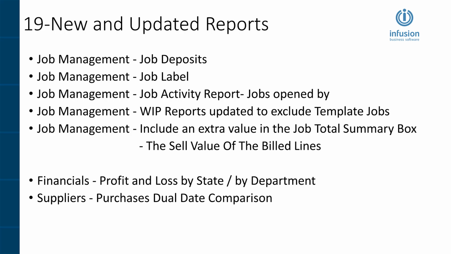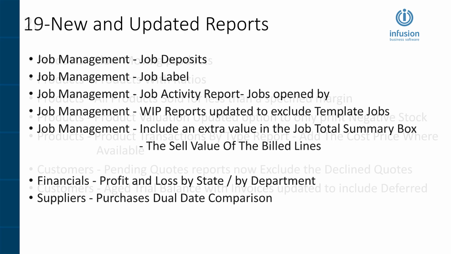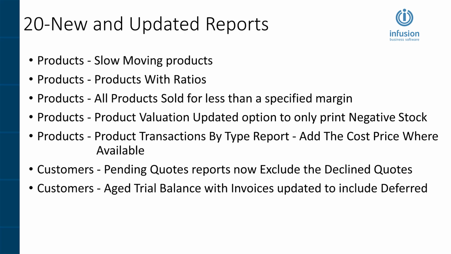Suppliers, purchases dual date comparison. Products, slow moving products, products with ratios, all products sold for less than a specified margin, product valuation updated option to only print negative stock, product transactions by type report, add the cost price where available.